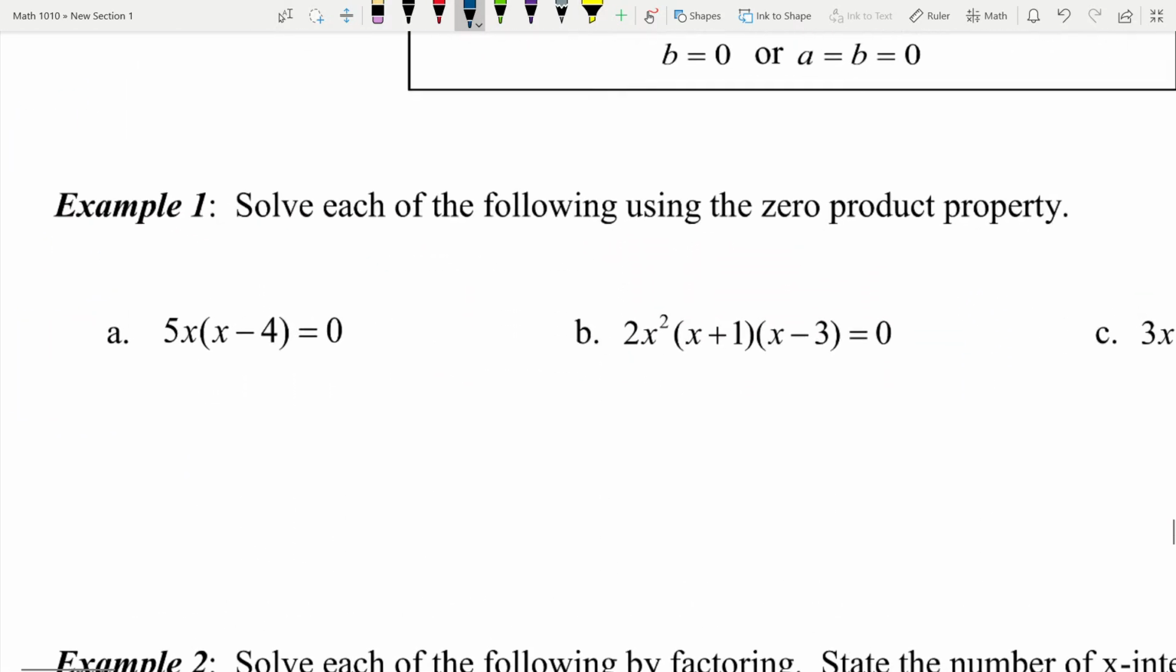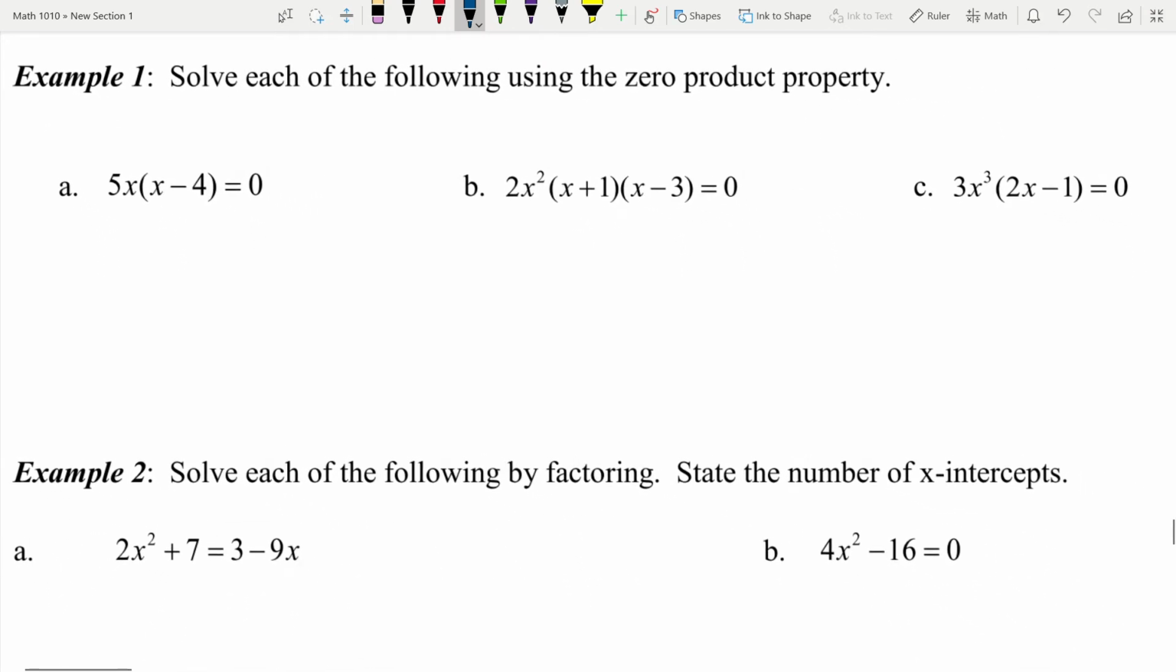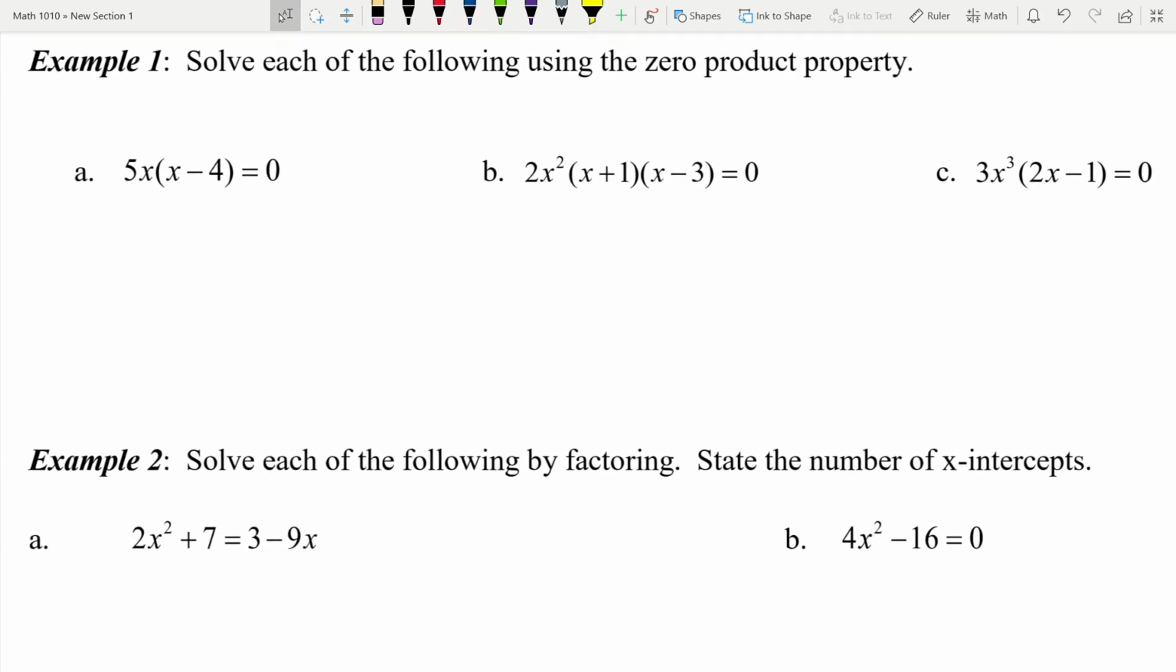Now, we're going to start solving. Okay? Everybody just look right here. Don't write anything for a second. I'm going to talk to you for a second.